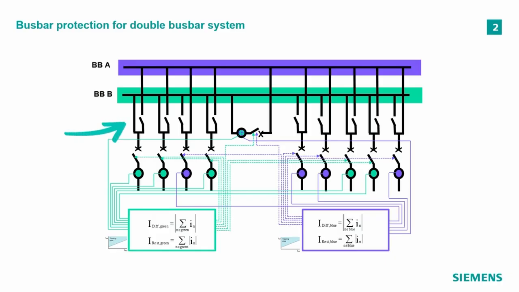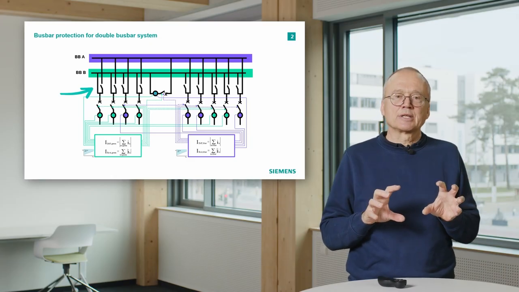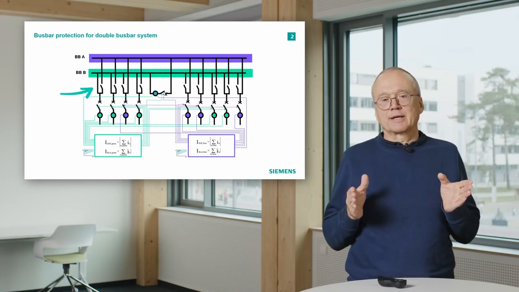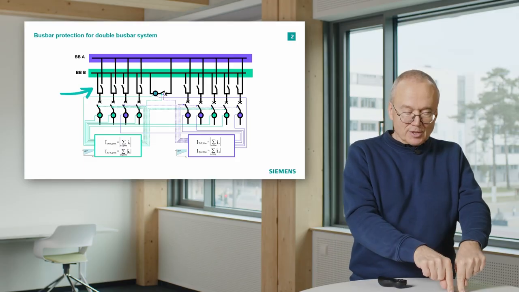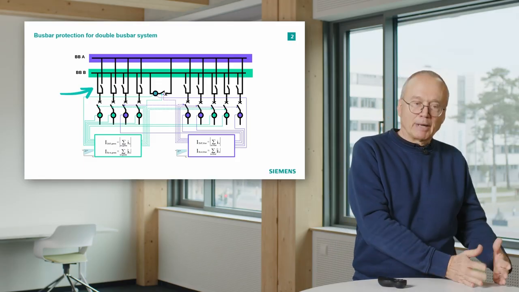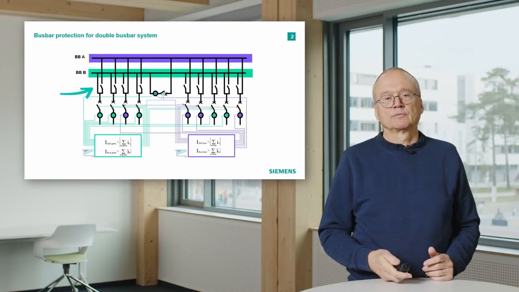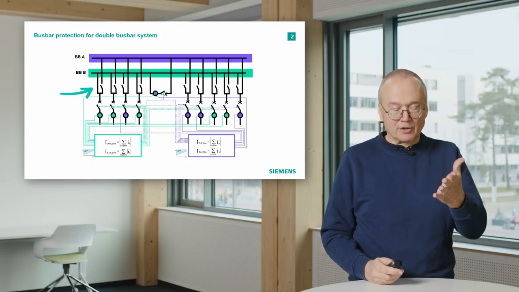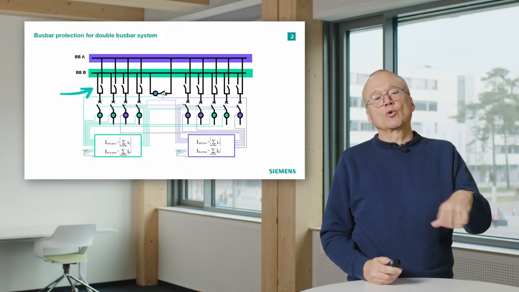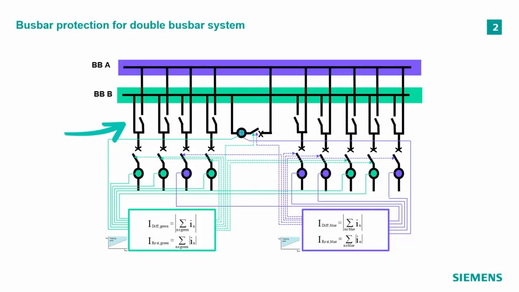You see here, for instance, this feeder, one isolator is closed, the other one is open. That means we must take into account the position of all isolators to find out, is this measured current now part of the green equation or part of the purple equation? The current measured in this feeder would have to go into the calculation for the green busbar, and the other one on this side would go into the calculation for the purple busbar.